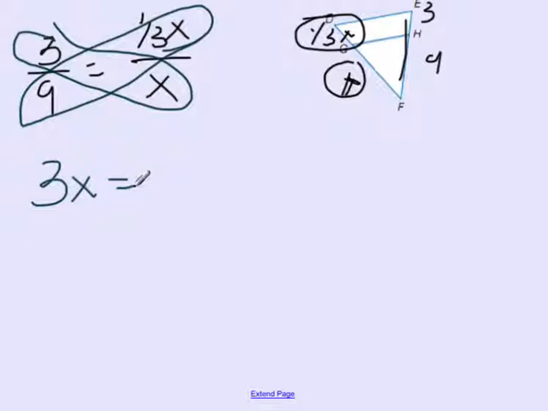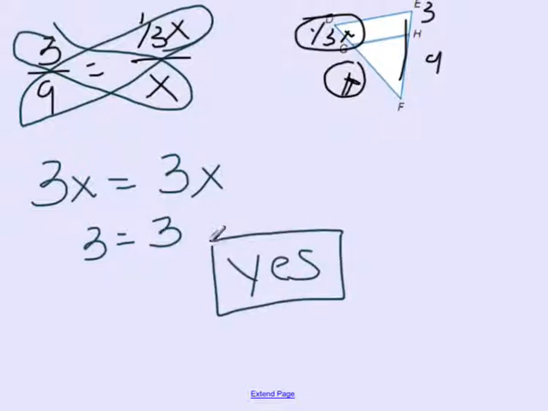9 times 1/3 is just going to give us 3 and then x. Well, we had 3x is equal to 3x, which is the same as 3 is equal to 3. So are the proportions equal? Yes. So yes, that means we have parallel lines because our proportions are equal to each other. What we found was a true statement.